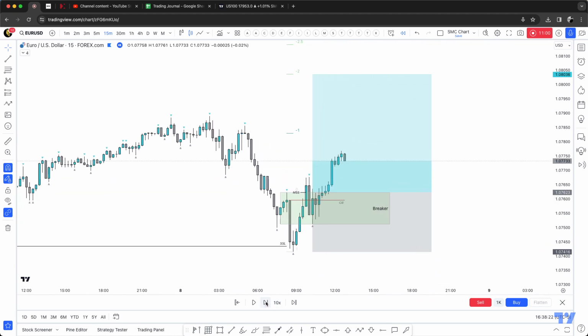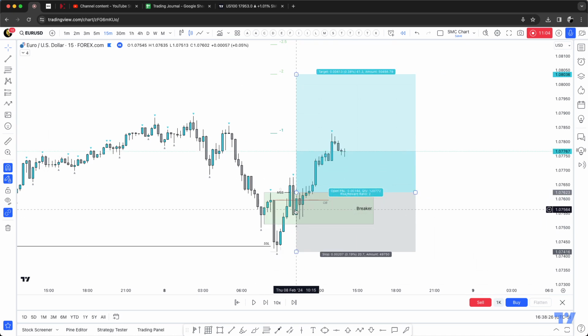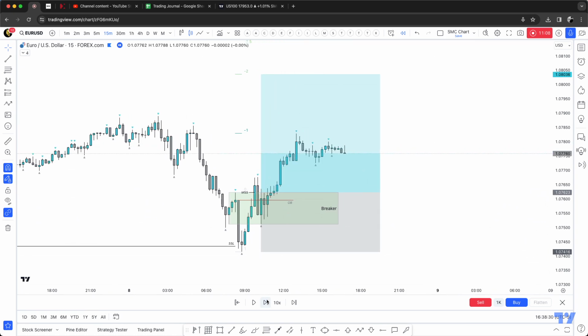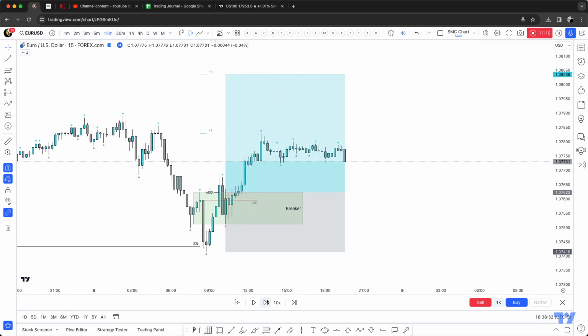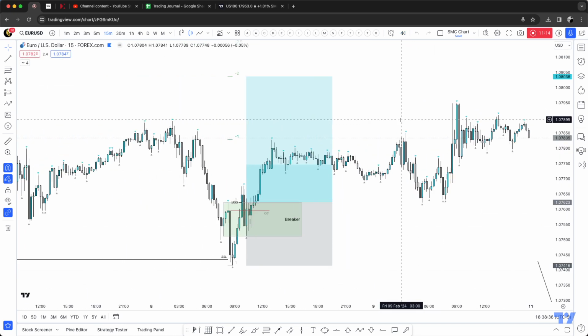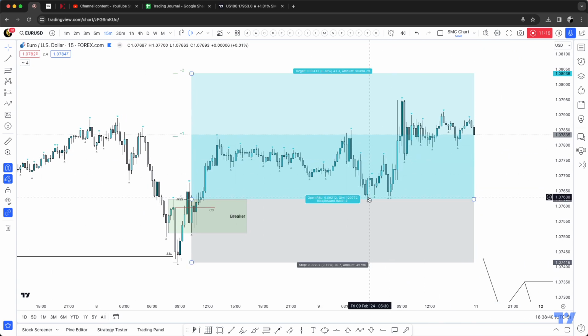Price pulls back. You see, it respects the breaker block. This time price actually came deeper into the breaker and then it starts pushing. I think this trade is actually live right now, if I'm not mistaken. Yep, look at that. Oh, this one would have got us out on break even. Price came into the entry point.